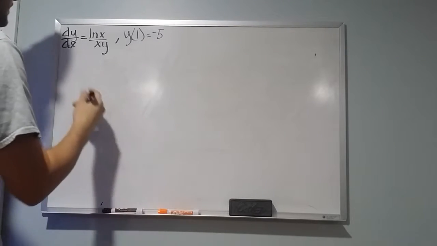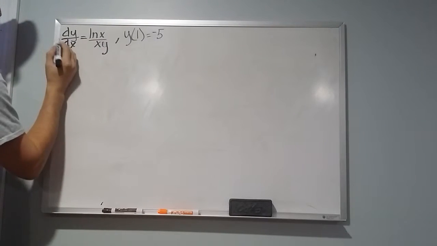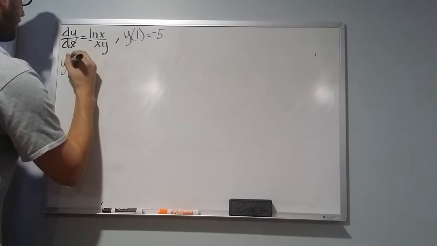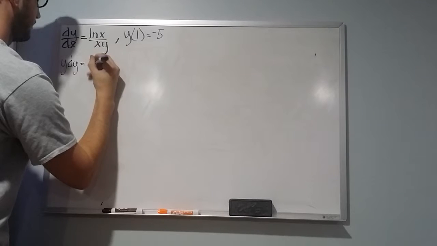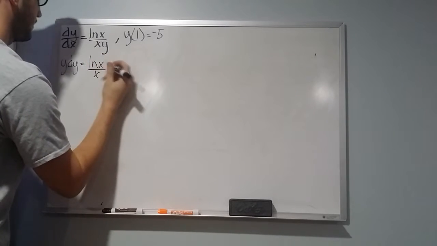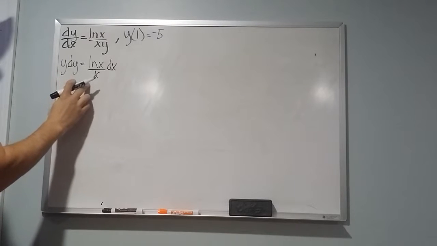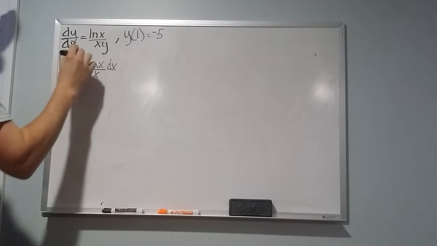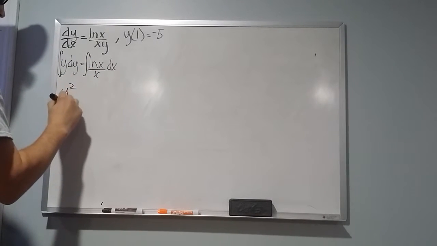Or I guess not initial, but we can take this y, bring it on over, and then bring the dx over. And that will separate our variables on each side so that when we integrate we're not having any problems. So we get y dy is equal to the natural log of x over x dx. Integrate both sides. Integral of y is just y squared over 2.